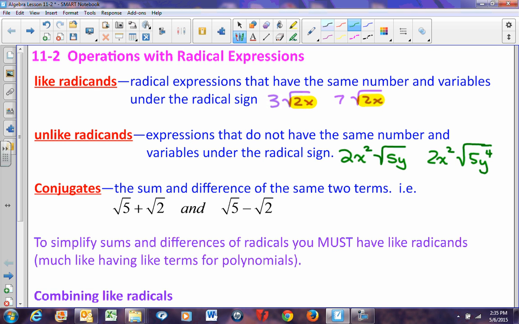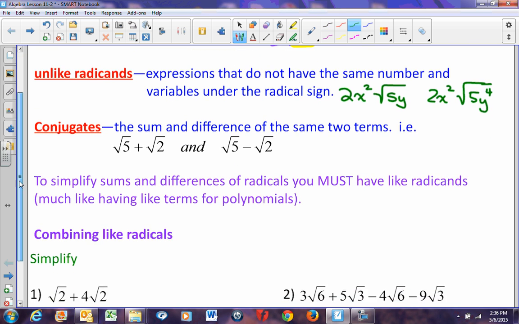A conjugate, unlike conjugates in Spanish class or English class, is the sum and the difference of the same two terms. For example, square root of 5 plus the square root of 2 is a conjugate to the square root of 5 minus the square root of 2. The first term stays the same, the last term stays the same, the sign between them changes. So if I had negative square root of 5 plus the square root of 2, the conjugate would be negative square root of 5 minus the square root of 2. The only sign that changes is the sign in the middle.